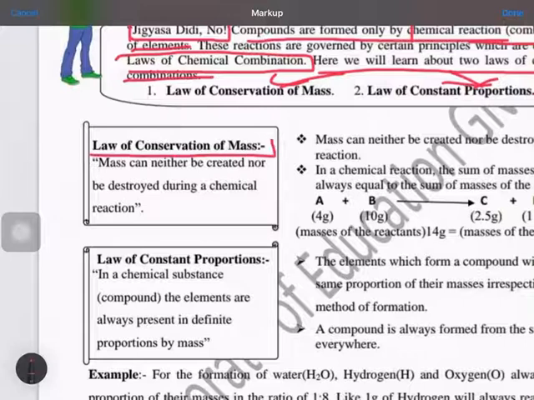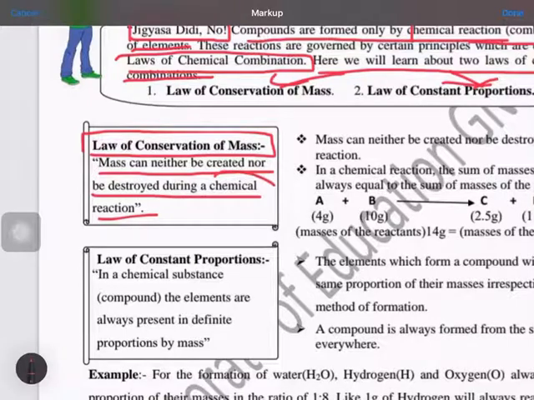As you have learned the law of conservation of energy, that energy can neither be created nor be destroyed. Likewise, mass also can neither be created nor be destroyed during a chemical reaction. That means in a chemical reaction you cannot create new mass and you cannot destroy the existing mass.